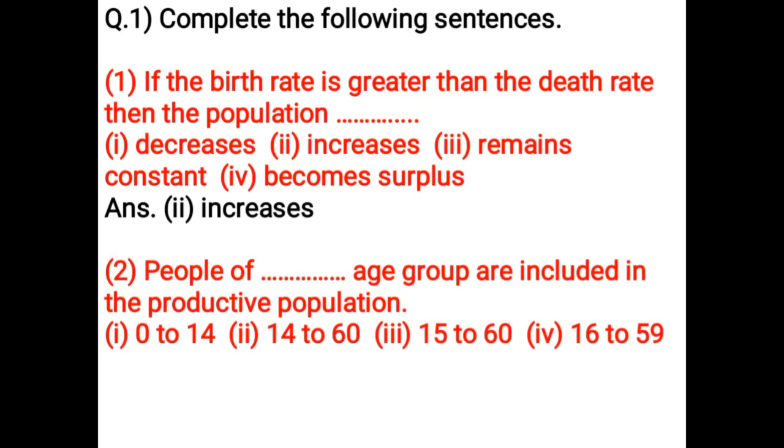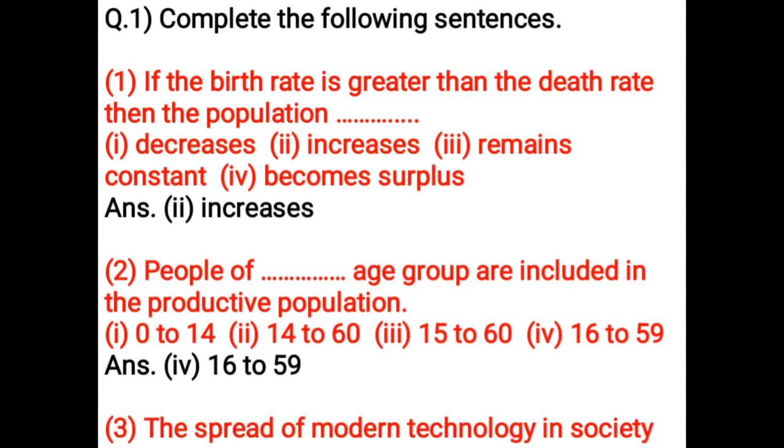People of dash age group are included in the productive population. Option 1 0 to 14, option 2 14 to 60, option 3 15 to 60, option 4 16 to 59. Correct answer is option 4 16 to 59.